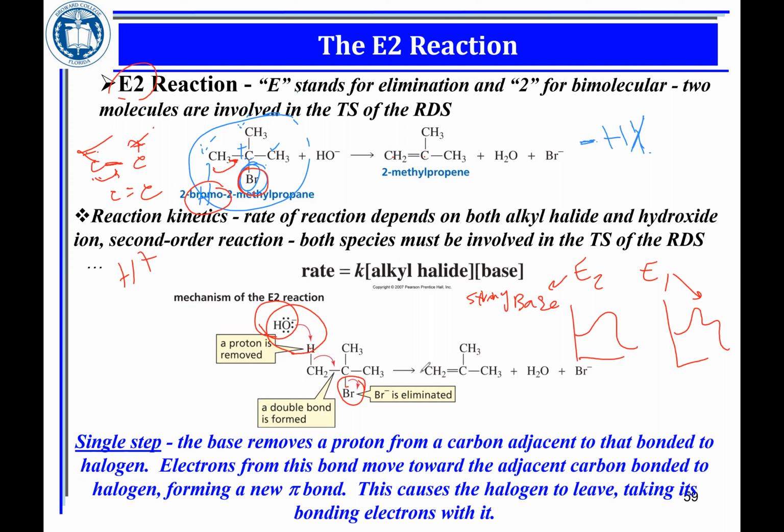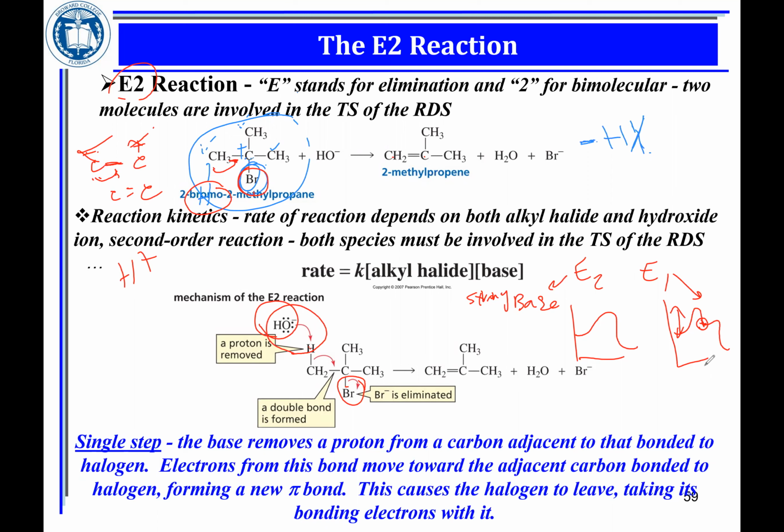The difference is if these two take place simultaneously, it's called E2. If one takes place and then the next one, it's E1. So if the leaving group leaves first, you have a carbocation intermediate, and the rate determining step only depends on formation of the carbocation and not the base. Then we know that is an E1 mechanism. So that's the difference between E2 and E1.